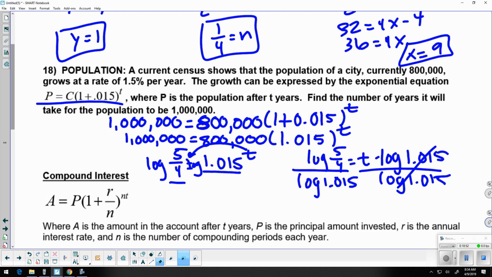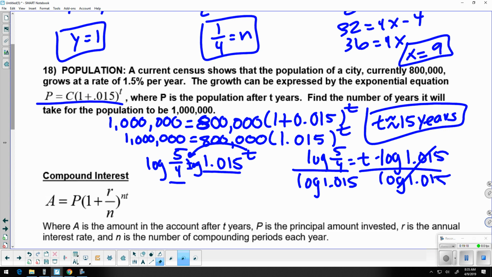So we just need to divide those two logs and we will have our solution. Take the log of 5/4, divide it by the log of 1.015, and what you should come out with is about 14.99. But we'll just go ahead and estimate that to be about 15 years. It would take about 15 years for this population to get to be 1,000,000 if it's starting at 800,000 and growing by 1.5% every year.